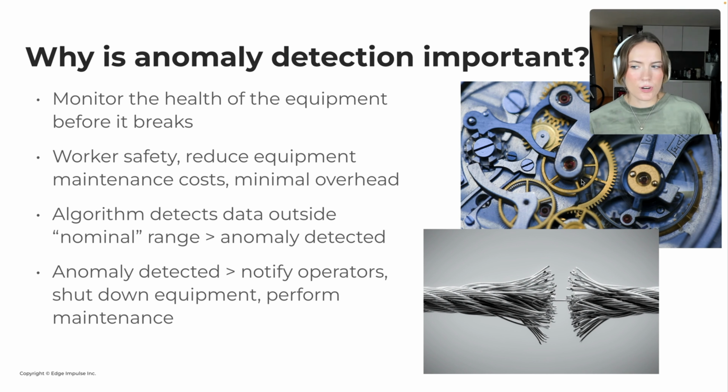The model essentially works by detecting when data outside of the quote unquote nominal range is detected. And that detection that is outside the nominal range is considered the anomaly. So when your anomaly is detected, we notify our factory operators or our machine operators. We can shut down the equipment remotely and then perform maintenance.